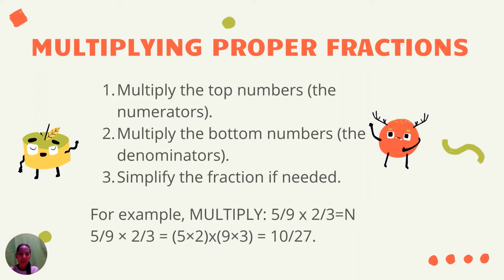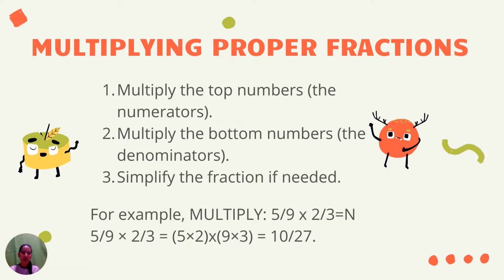The same steps. Number 1, multiply the top numbers or the numerator. Number 2, multiply the bottom numbers or the denominators. And number 3, simplify the fraction if needed. Let's take the example. Multiply 5 over 9 by 2 over 3. So 5 over 9 times 2/3 is equals to, so 5 times 2 muna, lahat ng numerators muna yung kukunin natin. So numerator to numerator and denominator to denominator.